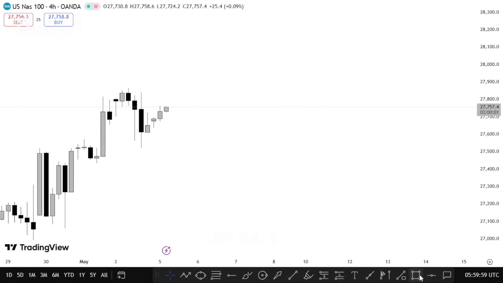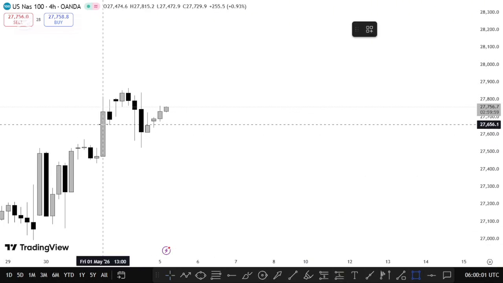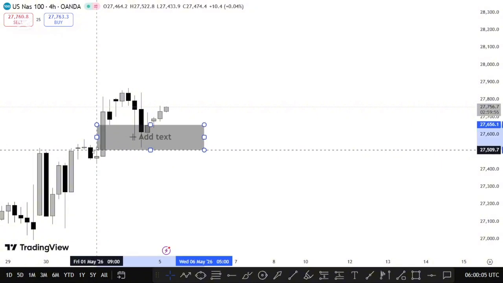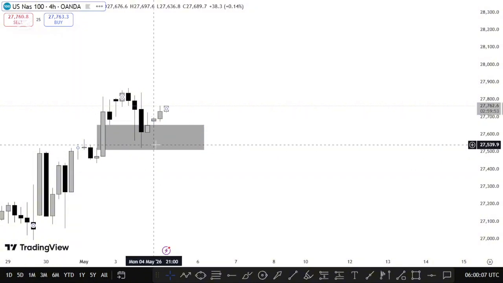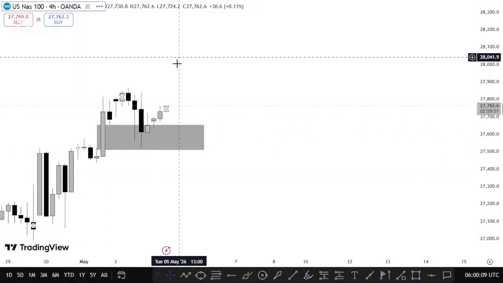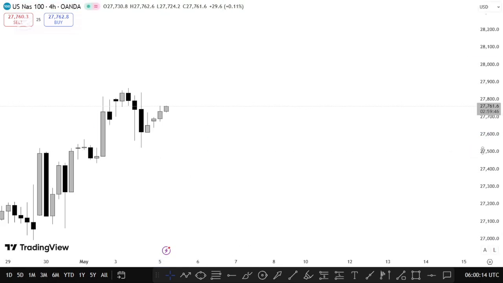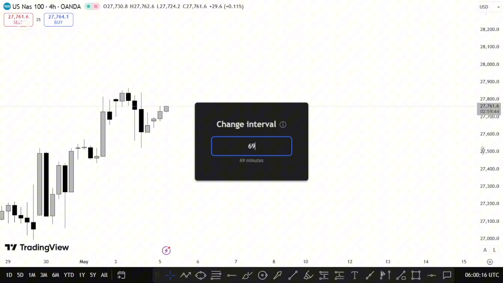Now look at the fair value gap. The market fell, so the market filled this fair value gap right here. Two things can actually happen. It can continue to push to the upside or it can drop. But now let's look at the reason why I'm actually considering to sell this.